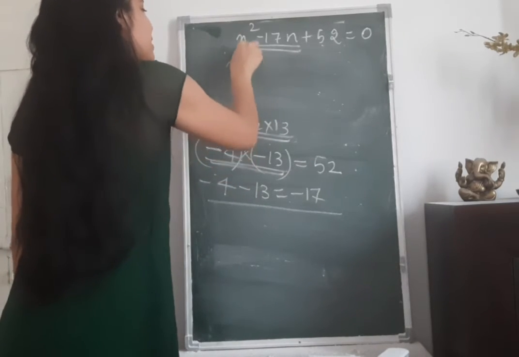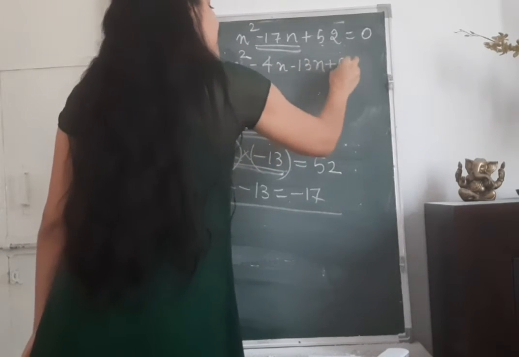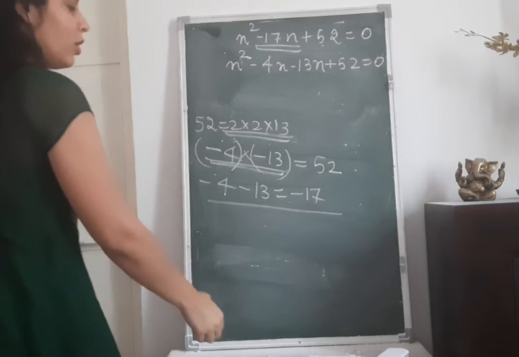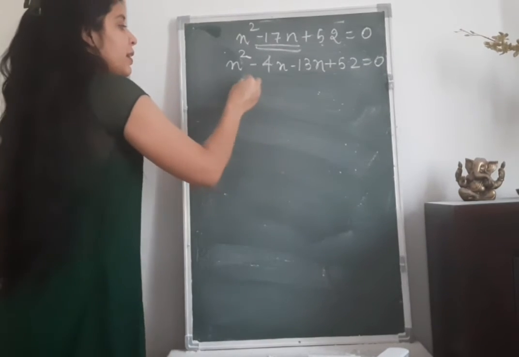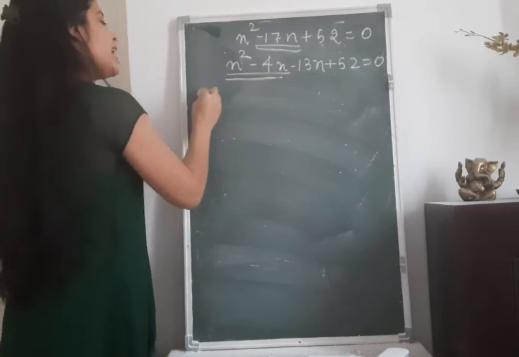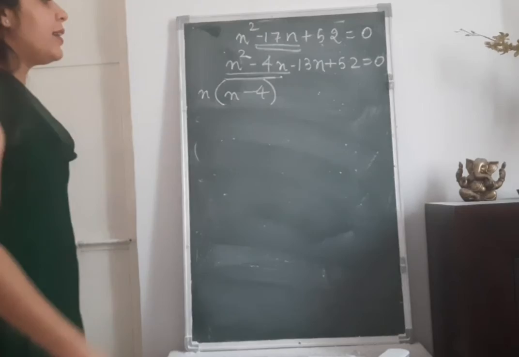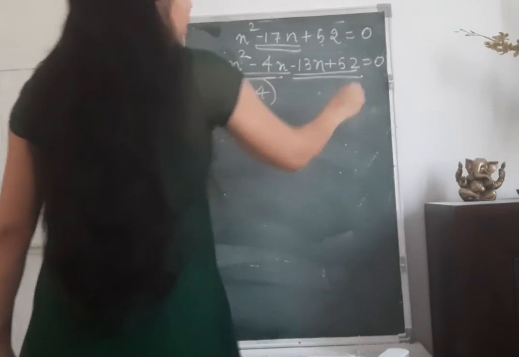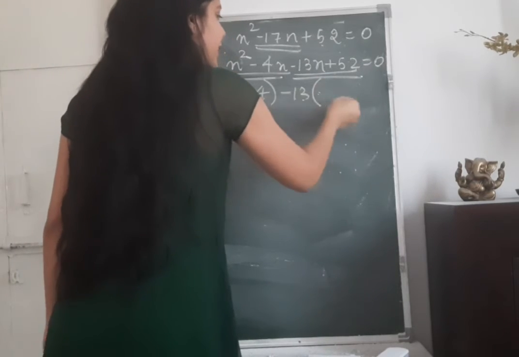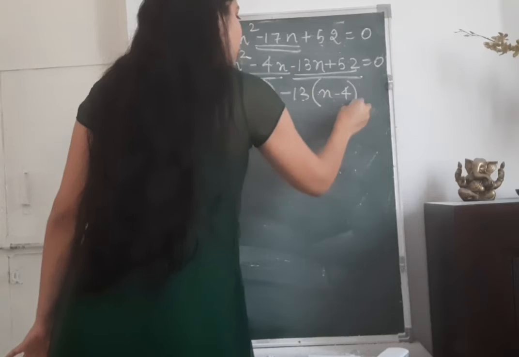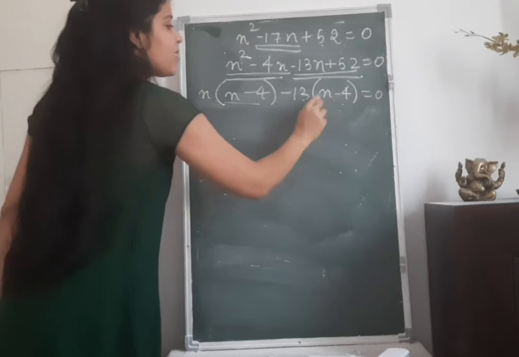So this becomes n square minus 4n minus 13n plus 52 equals 0. Now see, let's take the first two terms. I can take n common from here and the bracket will give me n minus 4, right? Now let's look at these two terms. If I take minus 13 as common, then again I will get in the bracket n minus 4, equal to 0, right? So this is n minus 4, this is also n minus 4.